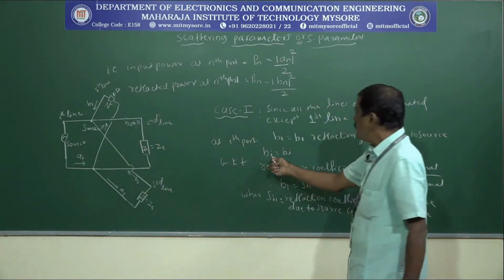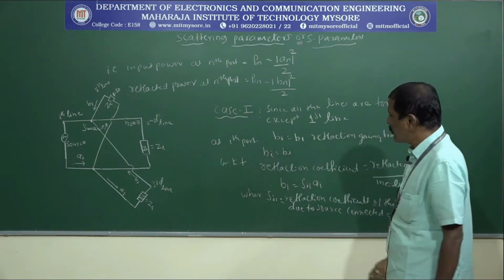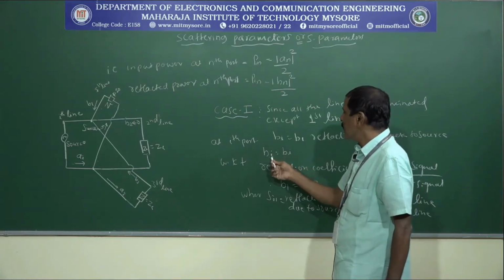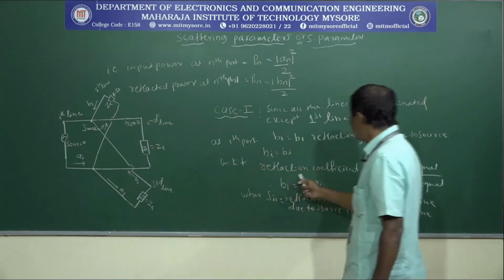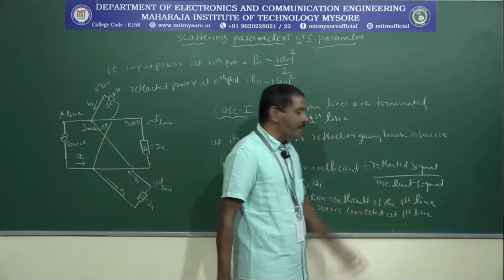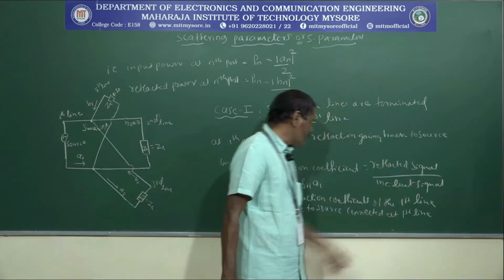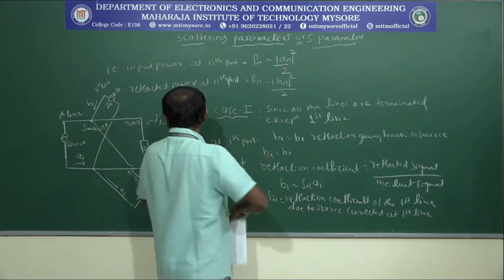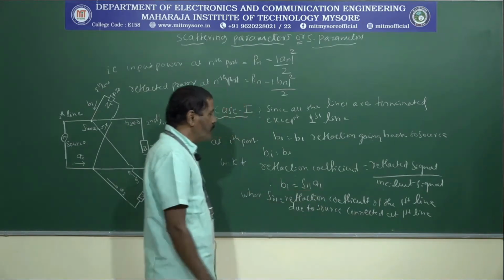So that is Bi, where i may be 1, 2, 3, or 4, or anything. In our case i is equal to 1, so the reflected signal is going to be B1. Now we know that the reflection coefficient is given by the reflected signal divided by the incident signal. That is, the reflection coefficient is the ratio of reflected signal to the incident signal. Therefore B1 is equal to S11 into A1.